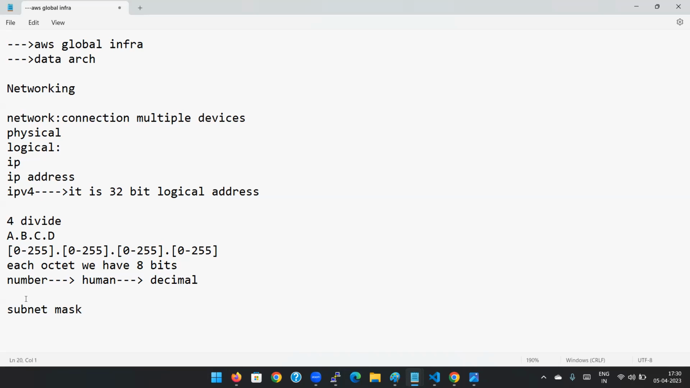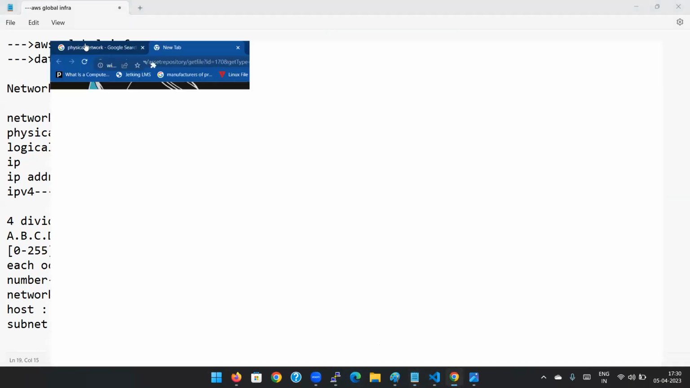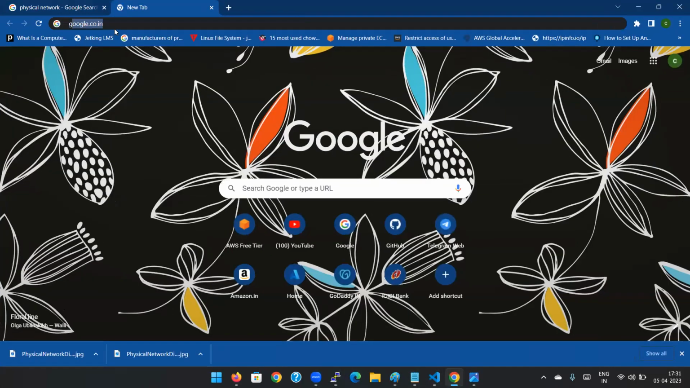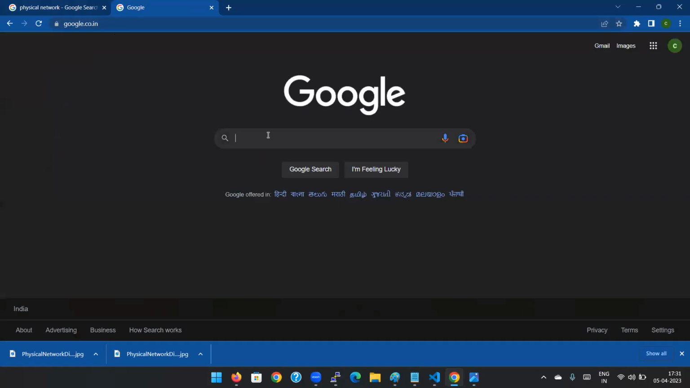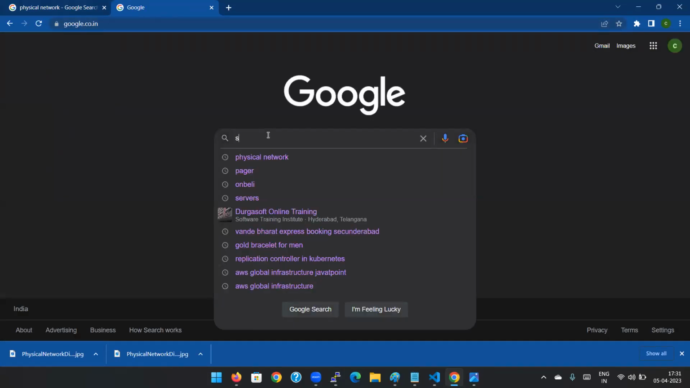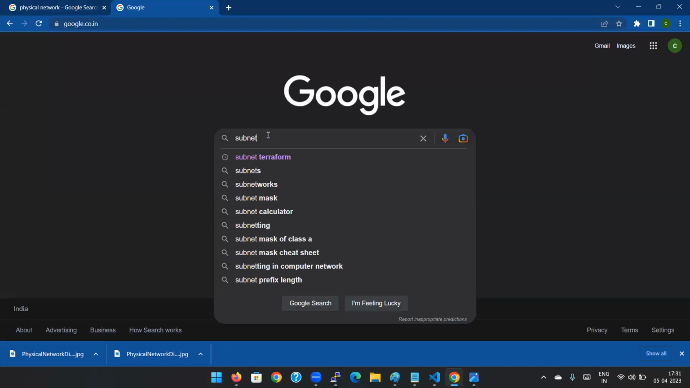Here you got new words: network and host. Hosts are nothing but the devices. Okay, you will come to know slowly. Now, what is this subnet mask? I will explain, but before I do, if you check the proper definition, you will be very satisfied.